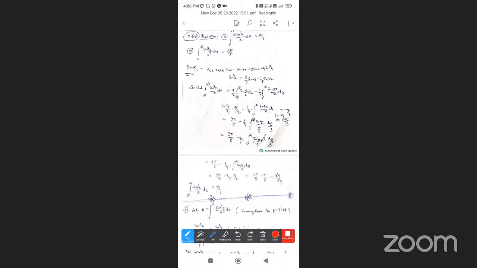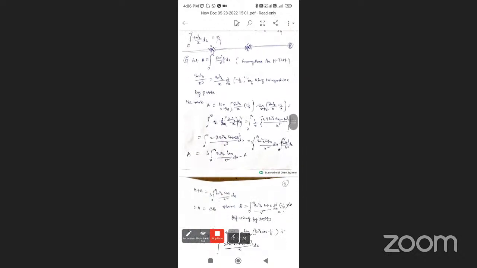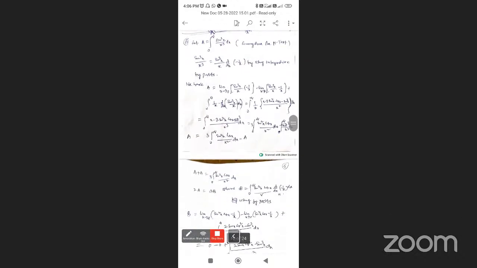What is the value of the integral of sine y by y dy? Pi by 2. So 3 pi by 8 minus pi by 8 is 2 pi by 8, which is pi by 4. So part A is completed. Next is part B.